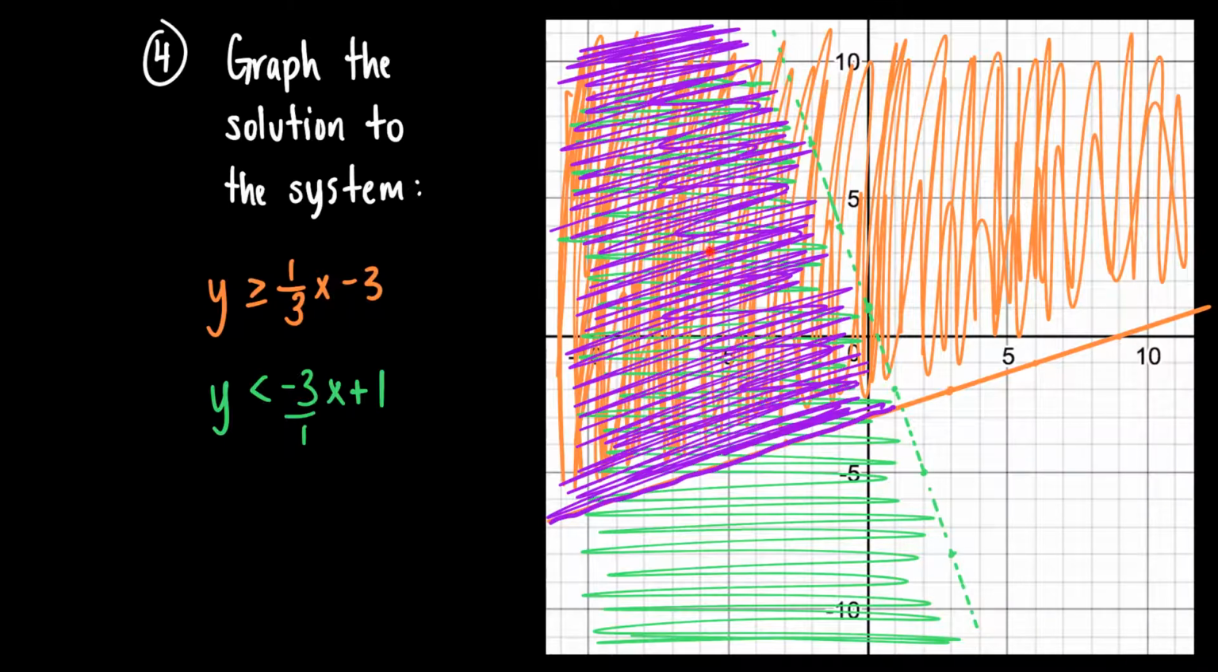So if you happen to pick a coordinate pair over here, it would work in both inequalities. If you pick a coordinate point here, it would only work in the orange inequality. If you pick a coordinate point here, it only works in the green.